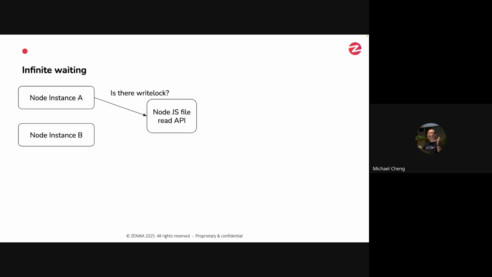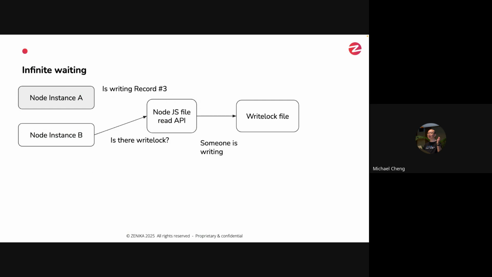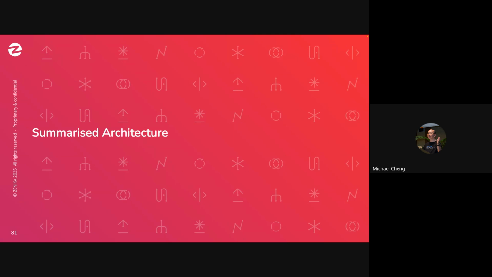And then A says, is there a write log? And then it starts writing record 3. And then B is like, oh, I just woke up. Is there a write log? No, someone is writing. A is writing again. So that's how you can get into an infinite wait for B, right? Potentially. So these are the limitations of the algorithm that I've chosen.